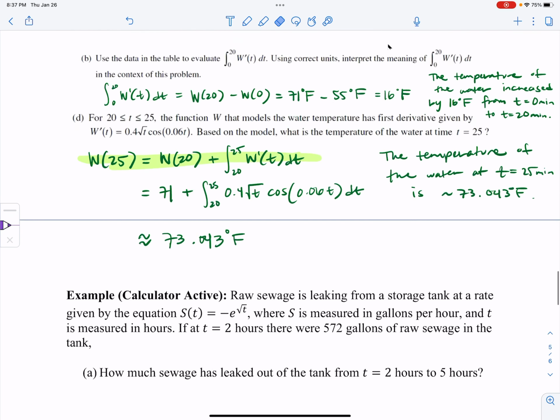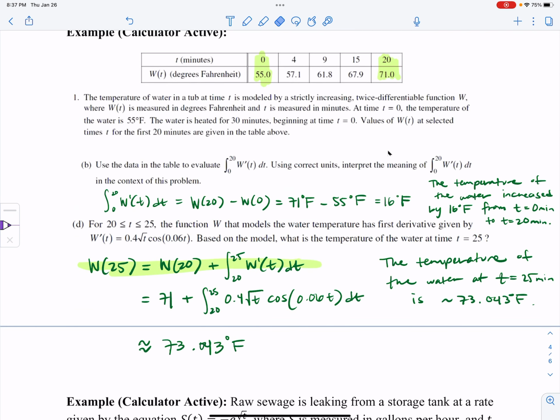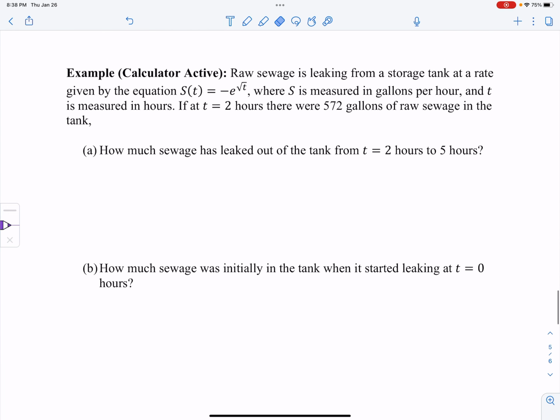Okay. So one was just calculating the net change in temperature. The other, we were actually finding a temperature at a specific time. Okay.